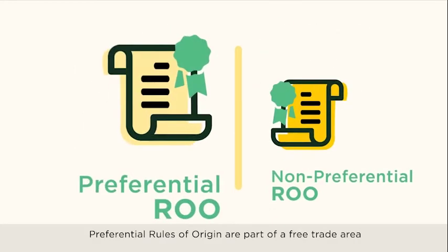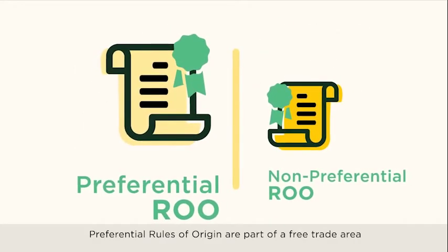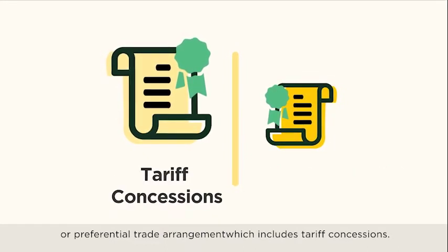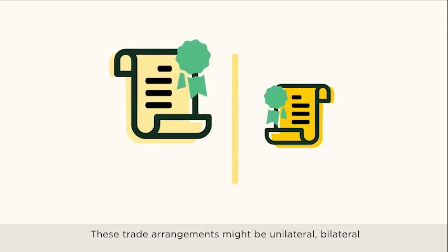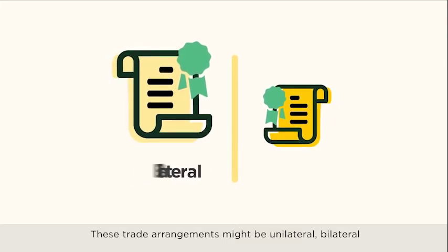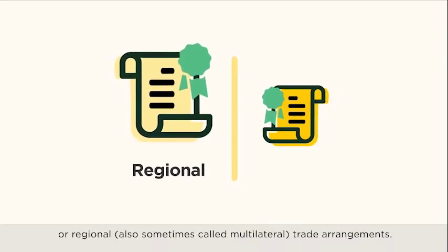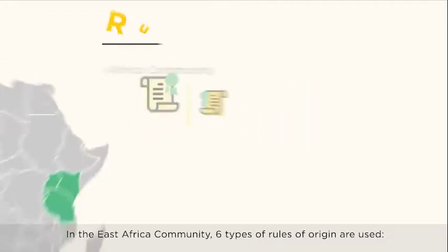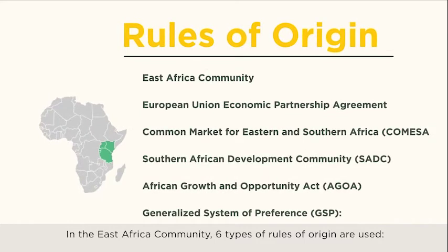Preferential rules of origin are part of a free trade area or preferential trade arrangement, which includes tariff concessions. These trade arrangements might be unilateral, bilateral, or regional, also sometimes called multilateral trade arrangements. In the East Africa Community, 6 types of rules of origin are used.